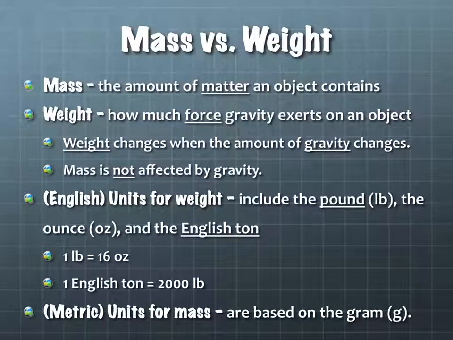The English units for weight are pounds and tons. Have you guys heard of English tons before? Sometimes see them on bridges. They'll tell you if you're over a certain tons, or if you're driving somewhere and they want the trucks to pull over, they're over a certain amount of tons. 1 pound is 16 ounces, which you probably knew that one. 1 ton is 2,000 pounds. Okay? And the metric units for mass are based on the gram.